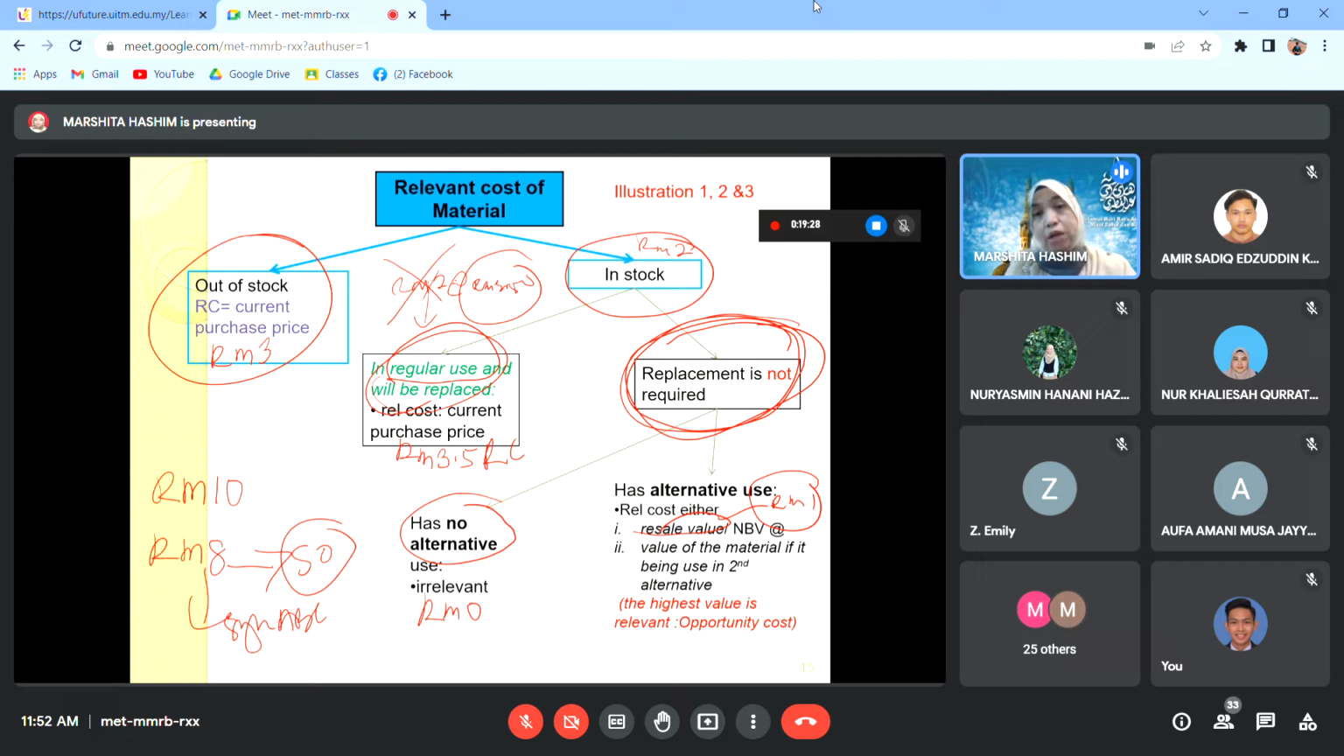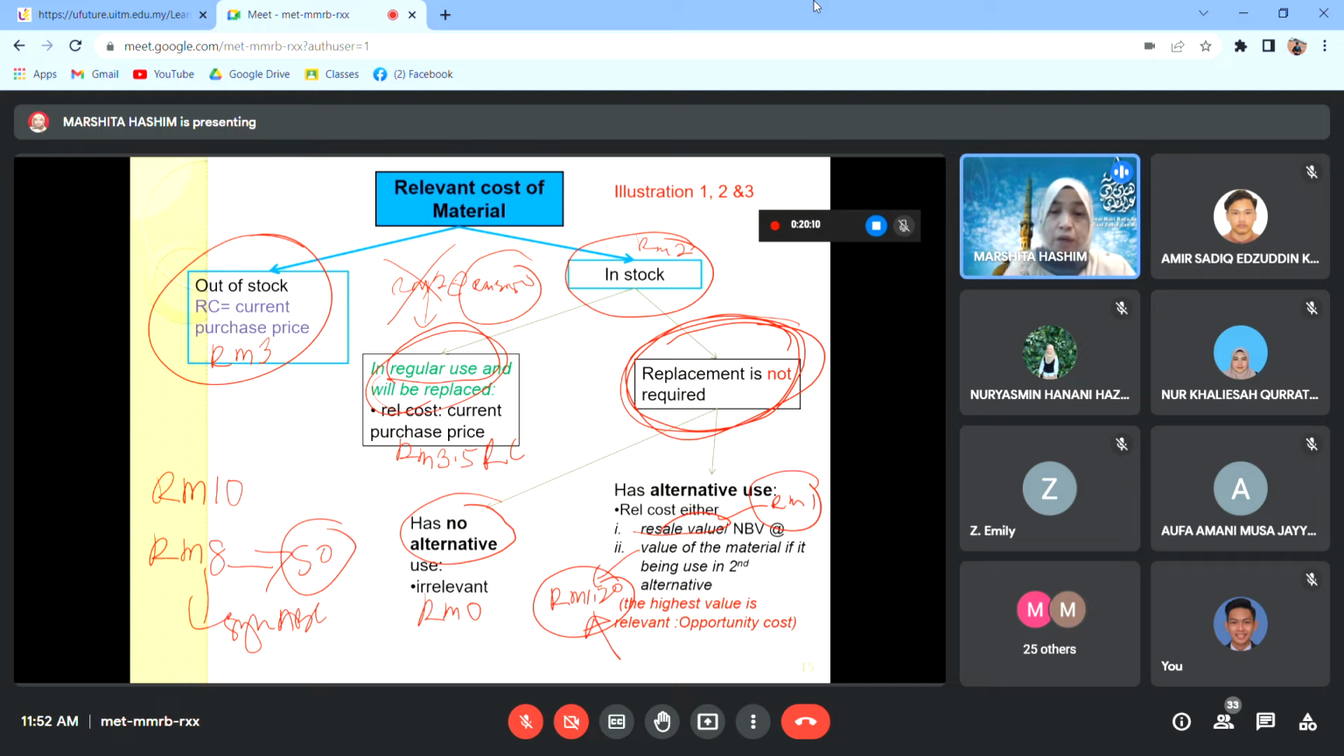But if you have more than one alternative use, maybe the value of the material, if it is used in a second alternative, instead of selling at scrap value, you can use it as a substitute for other material, and let's say you can save cost of 1 ringgit 20 cent. So now both are relevant, because if you accept the order, you don't have extra material, you cannot sell at scrap value, and you cannot use it as a substitute for other product. So you will let go of both. When you let go, you will choose the highest value, the best benefit foregone if you accept the order.